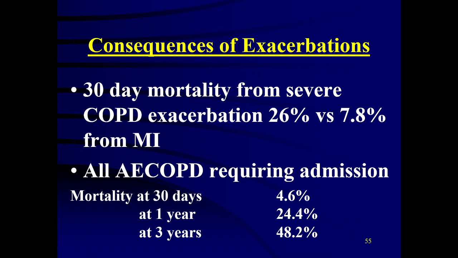The 30-day mortality from severe COPD exacerbation is about 26%, while that from myocardial infarction is 7.8%. For all acute exacerbations of COPD requiring admission, the mortality at 30 days is 4.6%, at 1 year 24%, at 3 years about 48%. So patients with COPD who are exacerbation prone, this is worse than any other cancer.